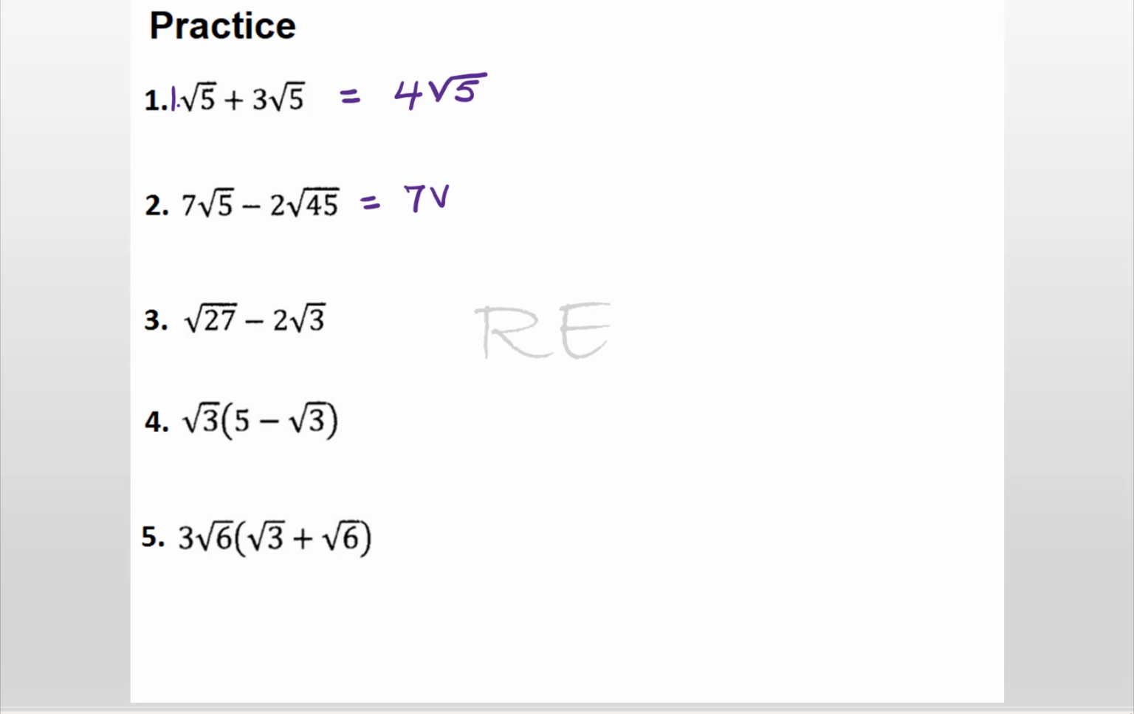7 square root of 5 minus 2 square root of 45, which is really 2 square root of 9 times square root of 5. Therefore, we have 7 square root of 5 minus 2 times 3, 6 square root of 5. We are left with 1 square root of 5, or plainly square root of 5.